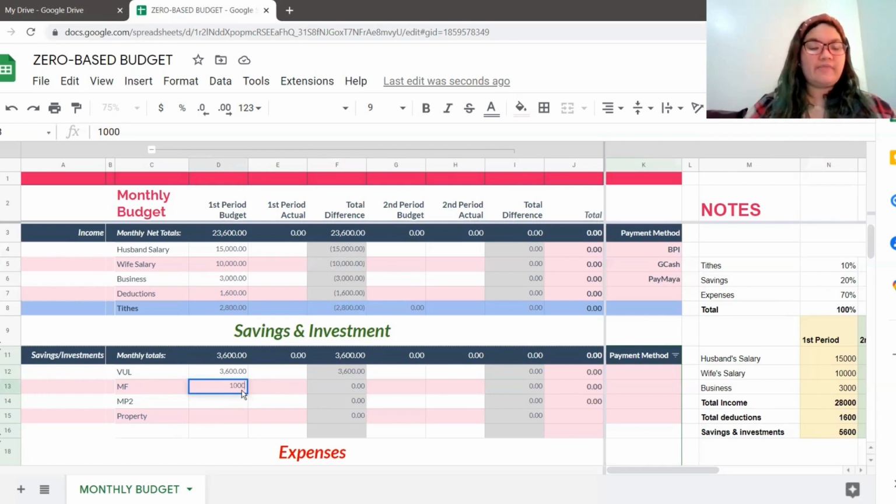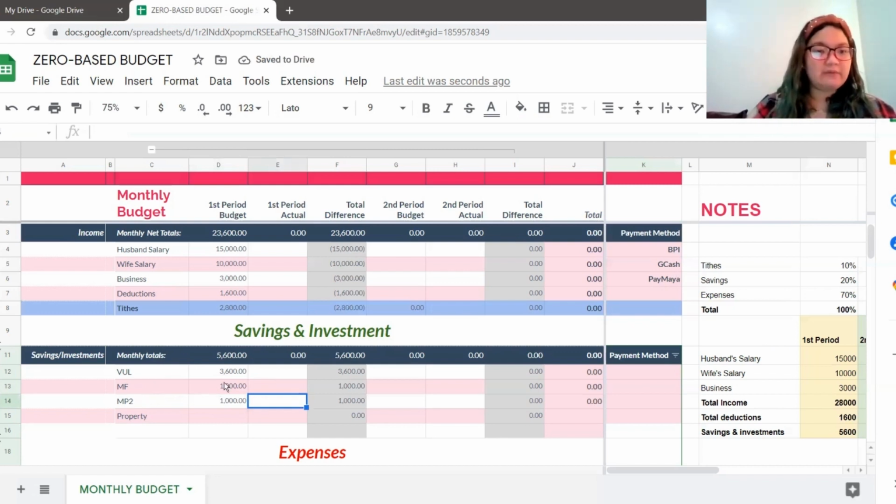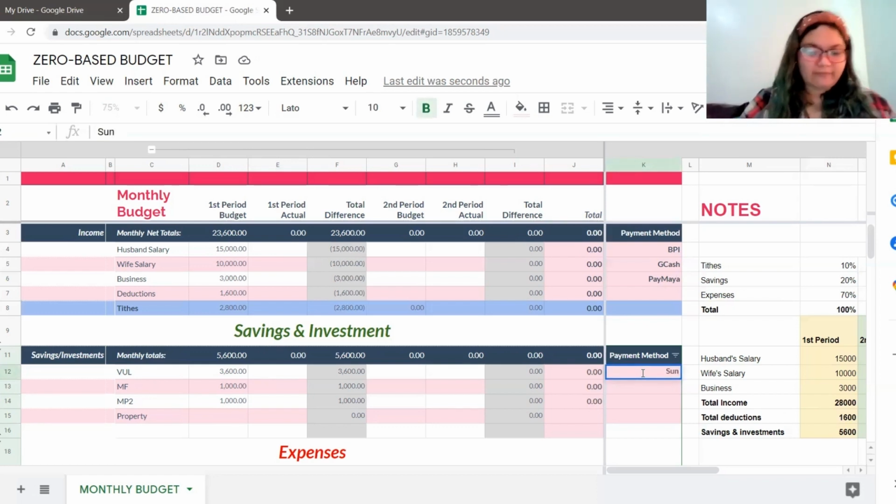So, let's put 1,000 as the budget. If there's also MP2 savings, let's put 1,000 here too, with a total of 5,600. So that's the savings and investment for the first period. Now for the payment method, let's say for example, the VUL is Sun Life. It's just an example, maybe Pro-Life or whatsoever.